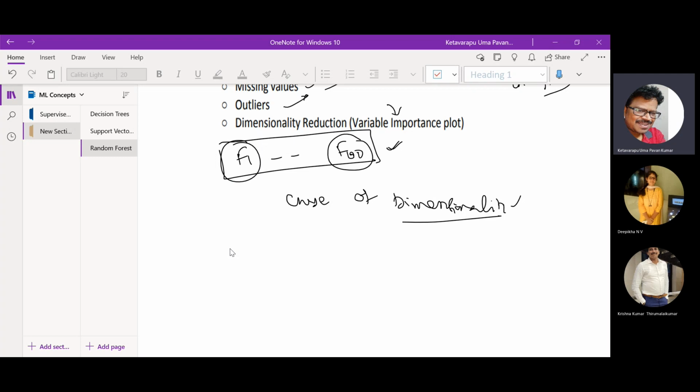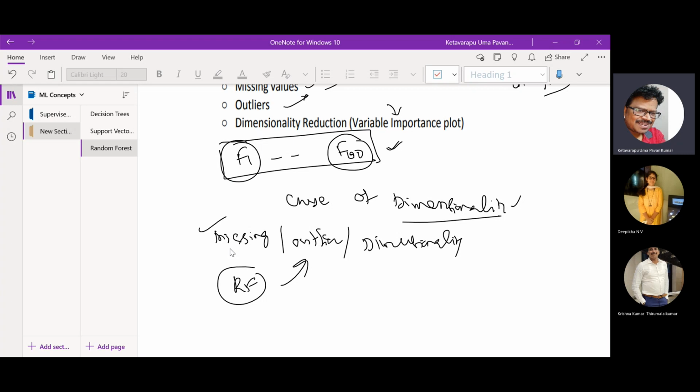I'll cover things like missing value imputation, outlier analysis, and dimensionality reduction with respect to random forest another time. First we are completing the understanding of the classification algorithms, and then we'll move to the regression algorithms. Once regression is over, we can handle missing values, outliers and dimensionality reduction. All these are pre-processing techniques, and in fact we get some questions on the pre-processing of data in the Databricks certification also.